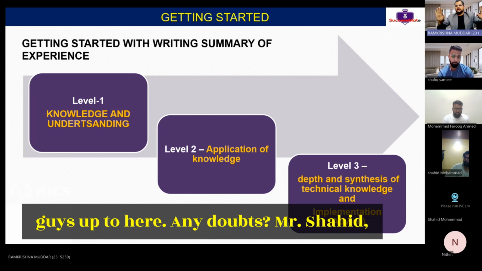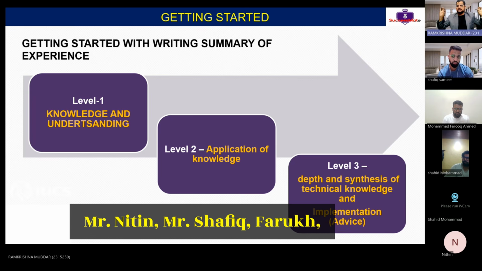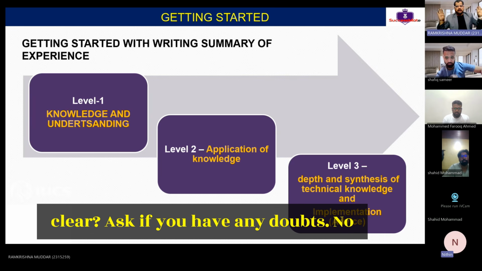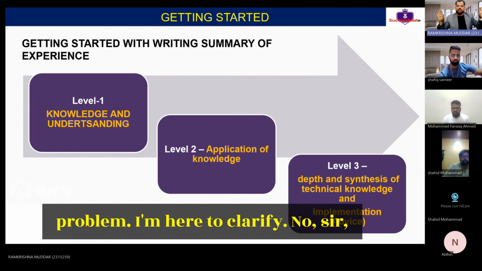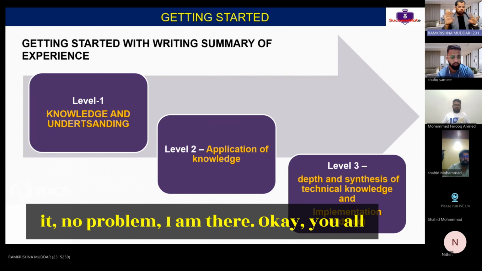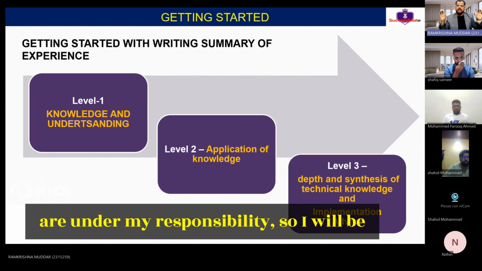Clear, guys? Up to here, any doubts? Mr. Shahid, Mr. Nitin, Mr. Shafiq, Farooq, any doubts, guys? No, sir. Shahid, is it clear? Ask if you have any doubts. No problem, I am here to clarify. No, sir, everything is clear. Okay, even after this session, if you are not able to get it, no problem. I am there. You all are under my responsibility, so I will be guiding you.